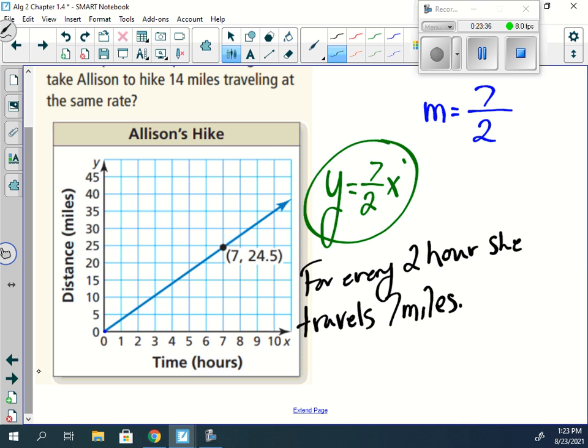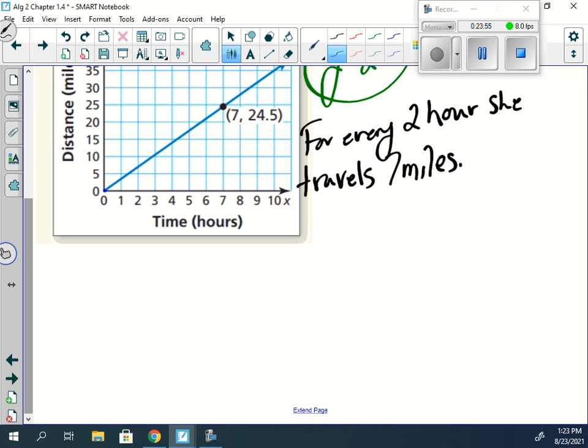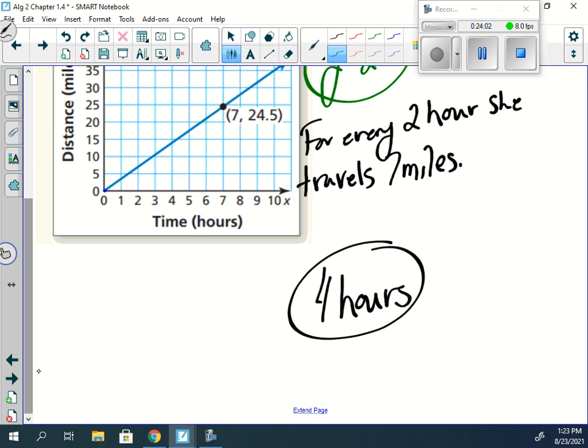Well, we have one last thing, guys. We need to find out how long it took her to travel 14 miles. 2 hours. 4 hours. 14 miles took her 4 hours. Yeah, because it takes her 2 hours to go 7 miles. Double it. It takes 4 hours to travel 14. That's it.